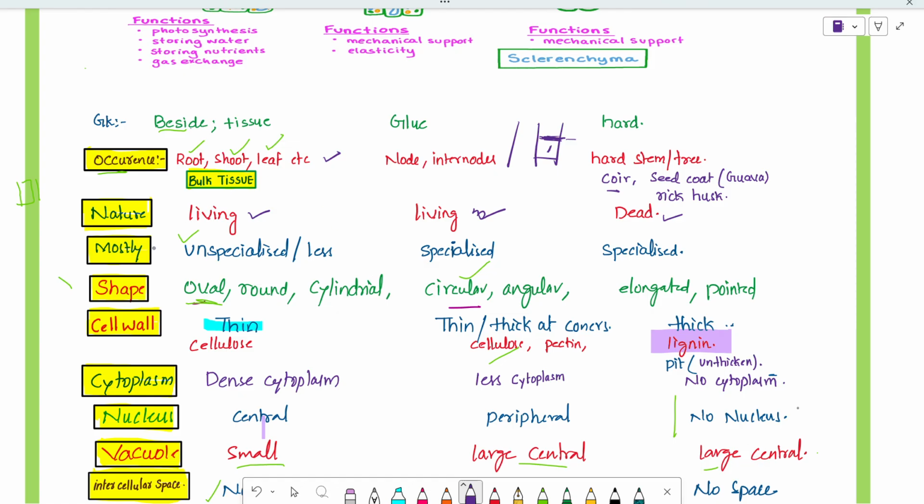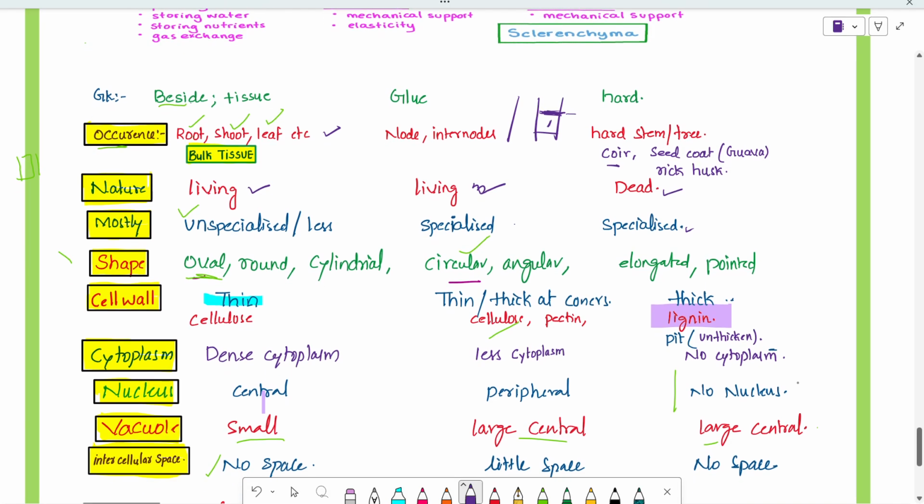Next one, parenchyma. What is meant by unspecialized? In some of the parenchyma, it still has a meristematic nature. Specialized means which lost that ability, so that is why they are called specialized. It means it got a proper function, it got a proper shape. So that is specialized, and sclerenchyma is specialized too. This is the third point we learned here.